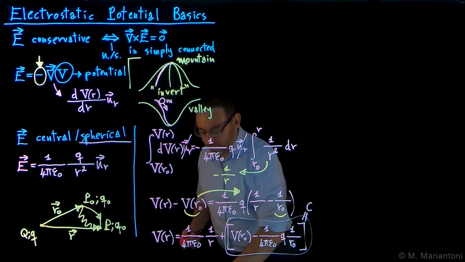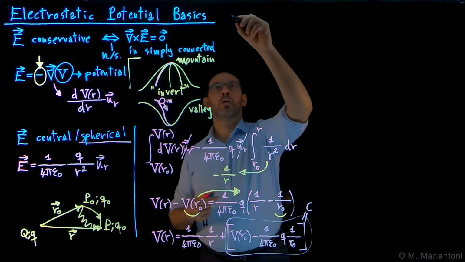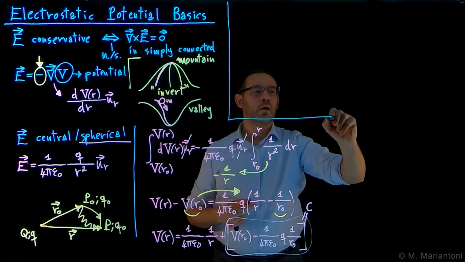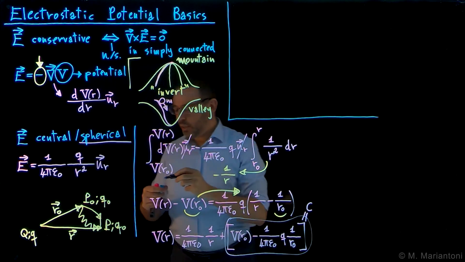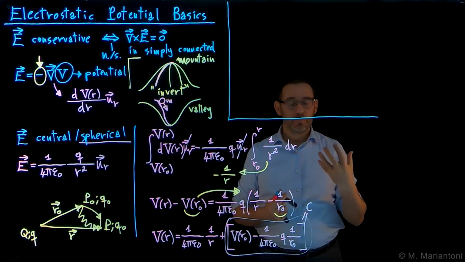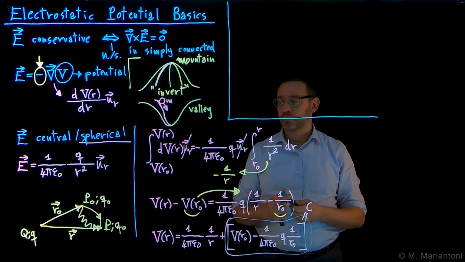All right, now let us suppose that we want to set this C. This C is an arbitrary constant. So C is arbitrary.